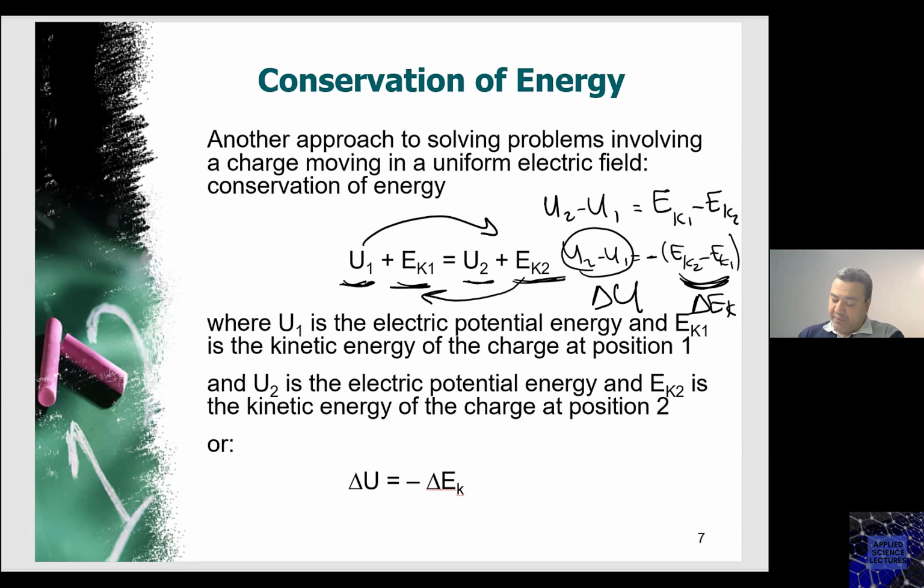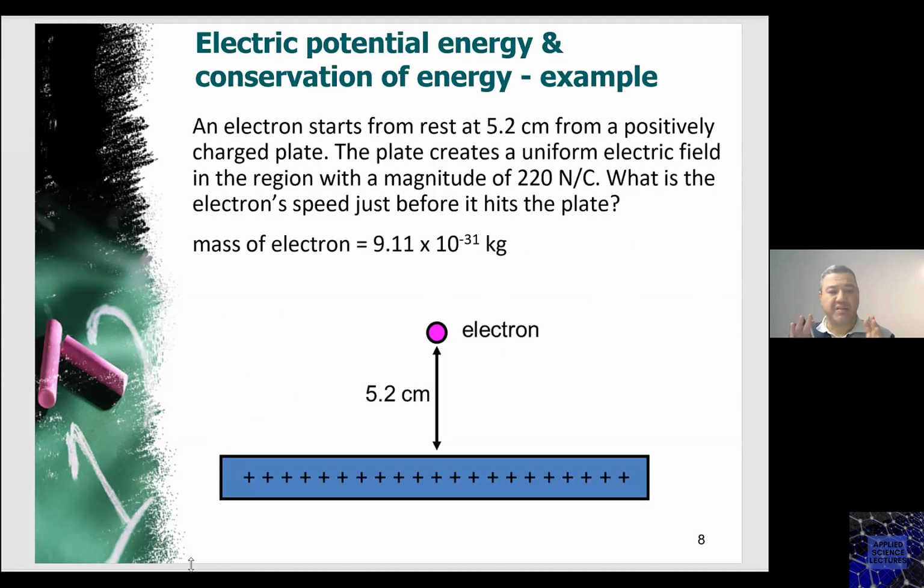So for the conservation of energy, I didn't change anything. I only rearranged such that on one side I have the electric potential energy, and on the other side I have the kinetic energy. So I have here delta U equals minus delta EK. This is the conservation of energy that we have seen earlier. It is the same. We will be applying it on electric charges.